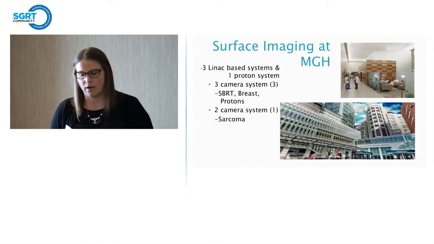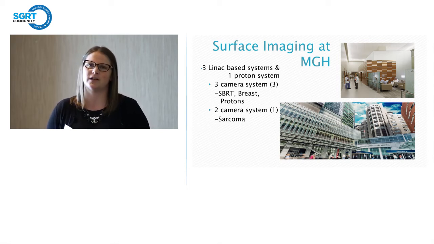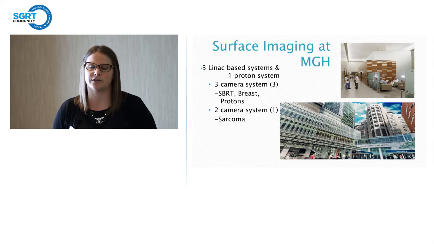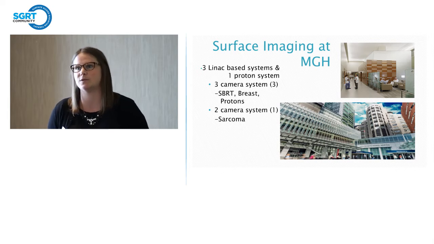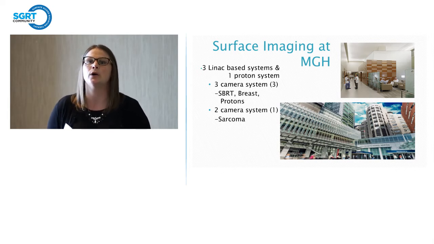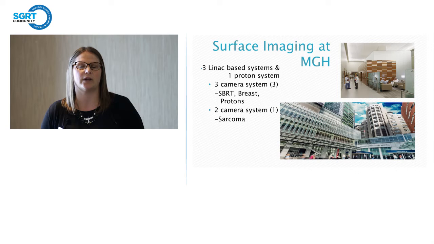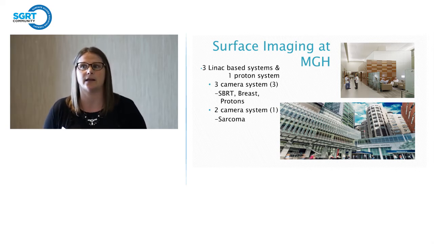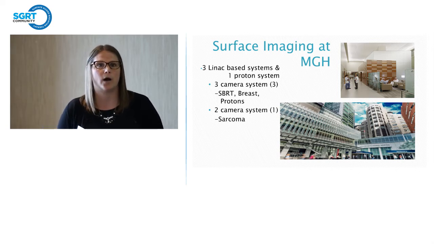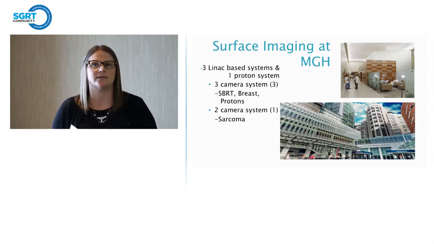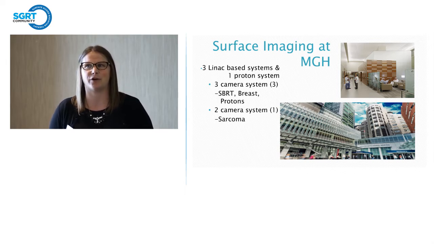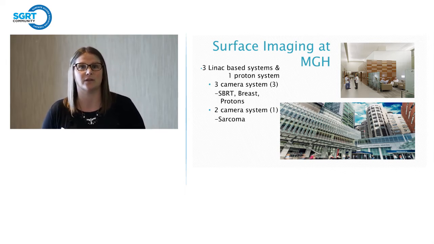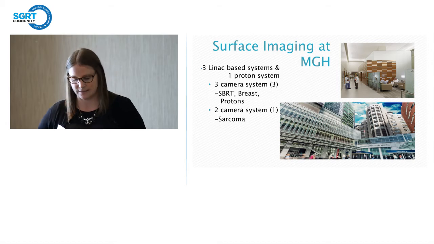We have one system on the photon side that's 2 cameras. All of our other systems are 3 camera based systems, 1 on the proton side and then 2 on the Linac side. Our 3 camera systems on the photon side are for breast and stereotactic and CNS. And then our sarcoma machine just has the 2 camera system, so it's kind of due for an upgrade. So I'll go over some of those limitations that we're seeing with the 2 camera system.